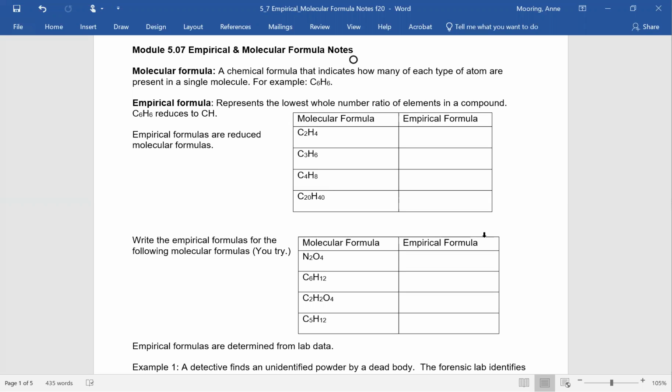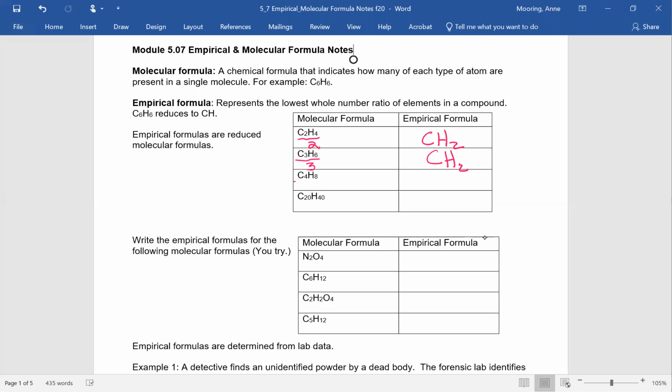We have a molecular formula of C2H4. Both of these numbers can be divided by 2, so the empirical formula is CH. C3H6, both of these values can be divided through by 3. So this reduces to CH2, and I just saw an error up here. This reduces to CH2.